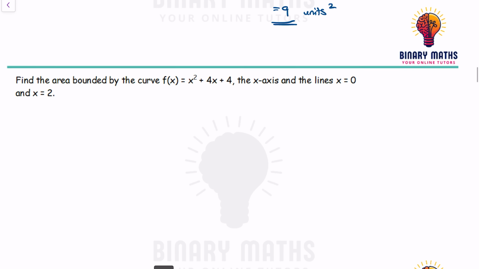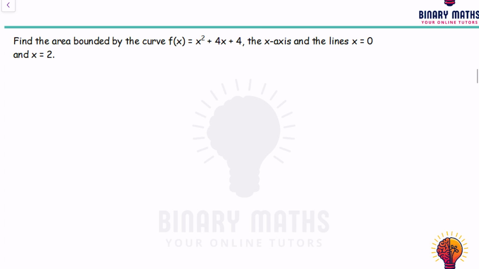Okay, let's look at another example. Find the area bounded by the curve f of x is equal to x squared plus 4x plus 4, the x-axis, and the lines x equals 0 and x equals 2. So x squared plus 4x plus 4 is the same thing as x plus 2 times x plus 2, which is x plus 2 all squared.